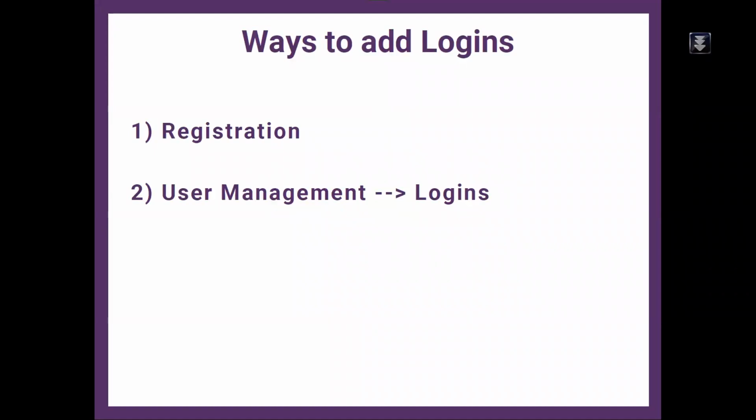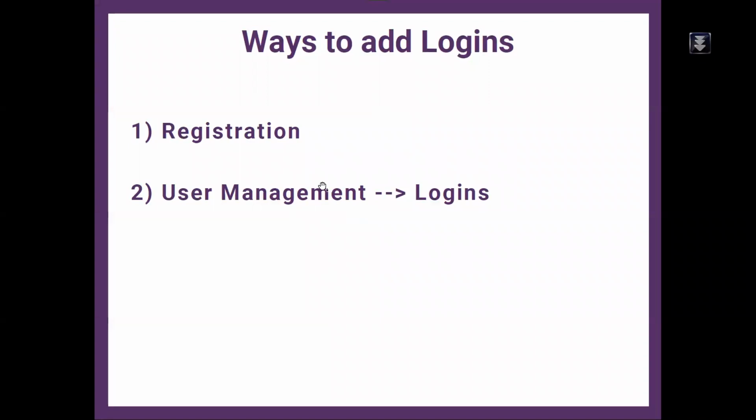Just to give a brief, there are two ways to add logins into the system. One is using the registration process that we have. Whenever a company user registers, he is automatically registered as a login. The other way is that administrators go to the user management menu, and there is a logins menu, and using that menu, they can add logins into the system.